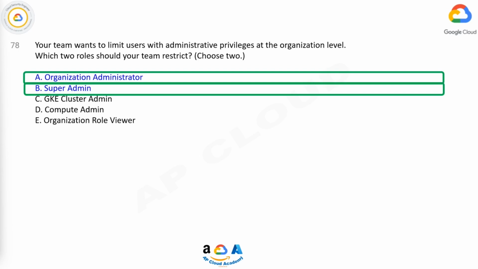Correct answer A and B. A. Organization Administrator. B. Superadmin.